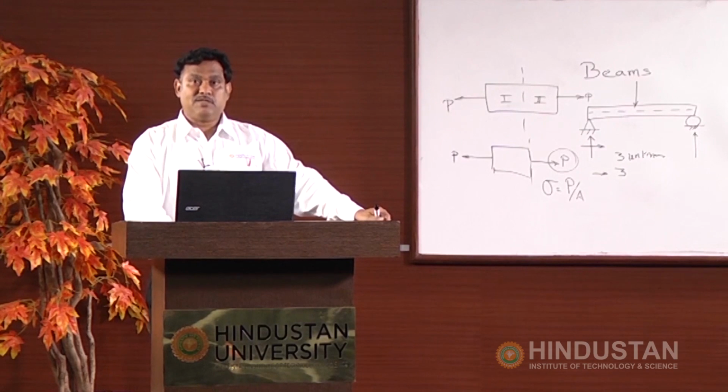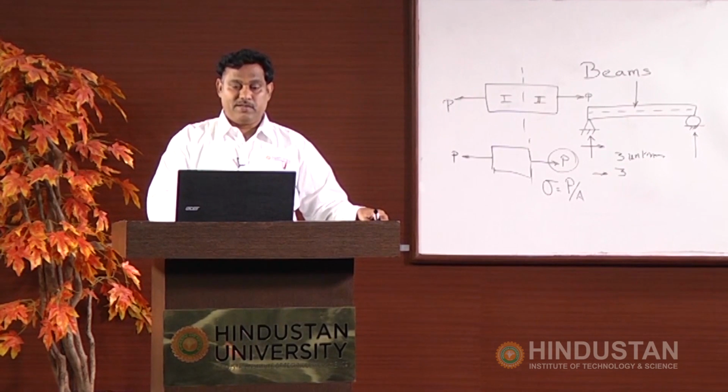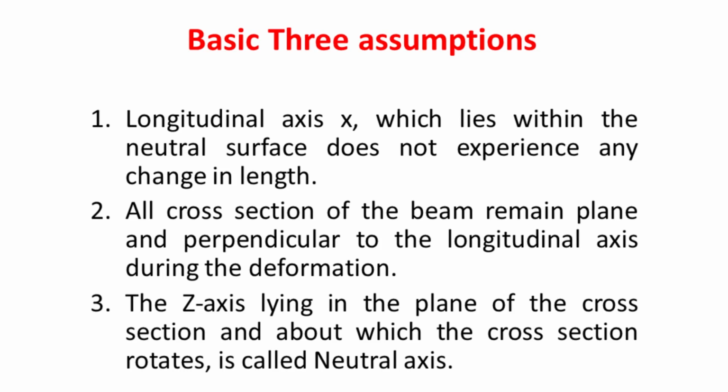There are 3 basic assumptions in deriving the flexural formula. Number 1, the longitudinal axis x, which lies within the neutral surface, does not experience any change in length. Number 2, any cross section of the beam remains plane and perpendicular to the longitudinal axis during the deformation. And third assumption, the z axis lying in the plane of the cross section, about which the cross section rotates, is called the neutral axis.